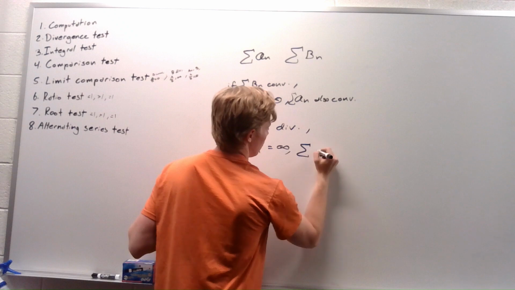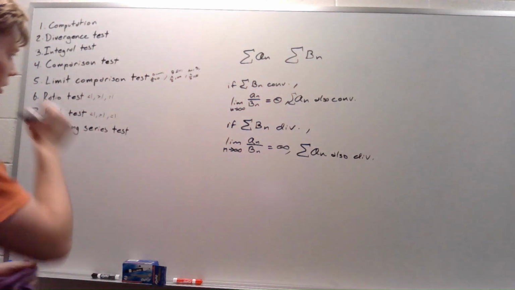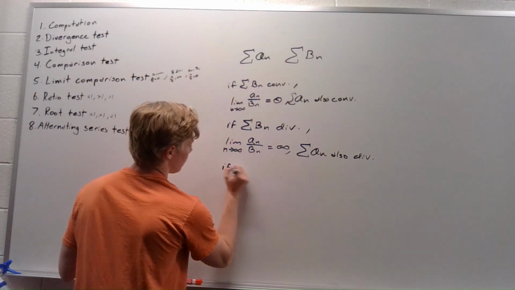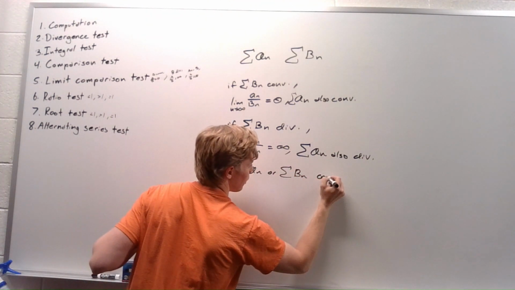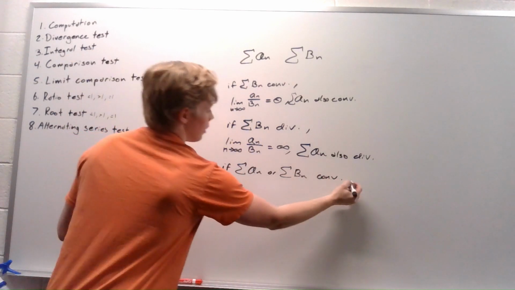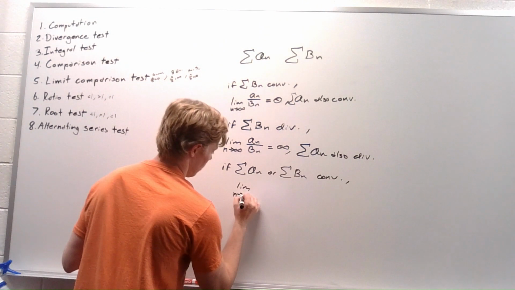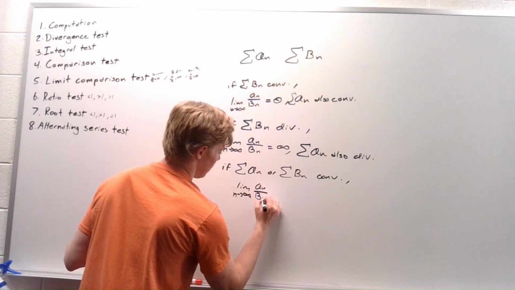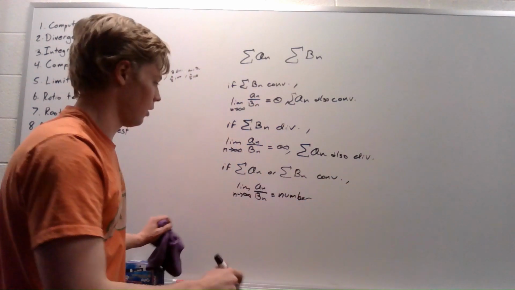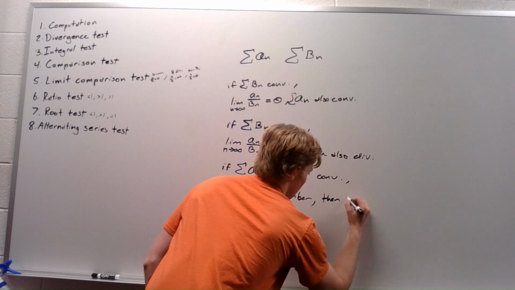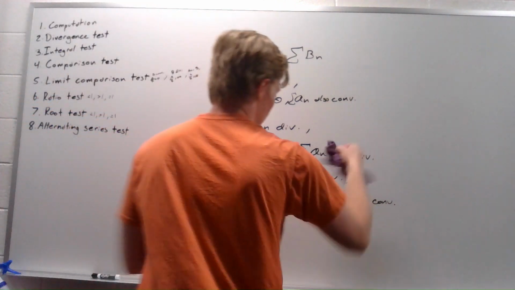So a sub n also diverges. And so the third possible scenario is if the sum of all b converges, and the limit as n goes to infinity of a sub n over b sub n is just equal to a number or a constant, any number at all, then both converge. And the reason for this is the following.